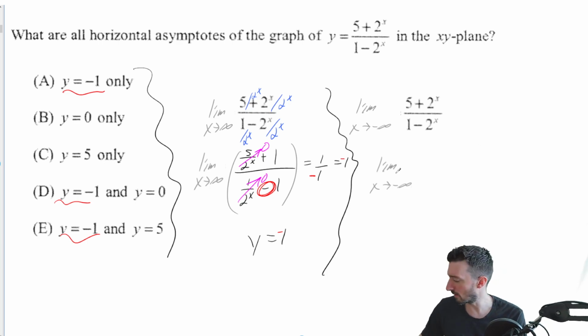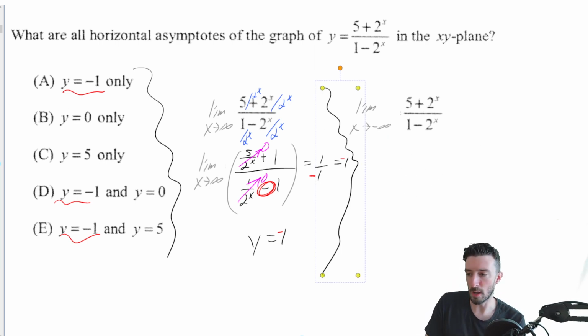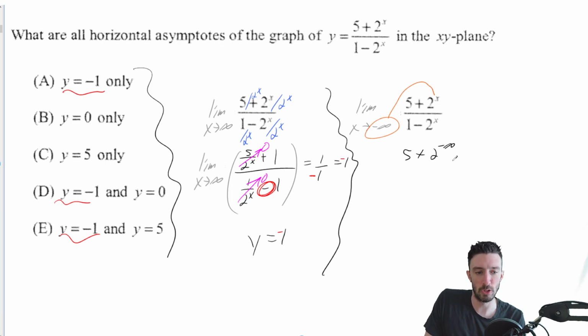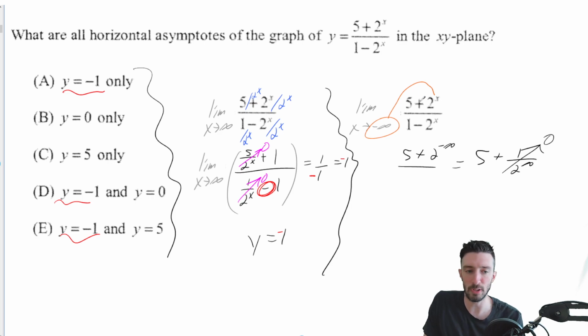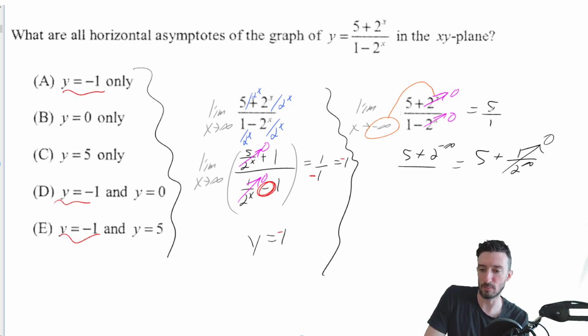What you want to do is leave it the way it was, and then when you plug in the negative infinity, it's going to look a little funny. It's going to be 5 plus 2 to the negative infinity, which is the same thing as saying 5 plus 1 over 2 to the infinity. So that means that your bottom is going to be getting super big, which means that this actually heads towards 0. So both of these guys are going to head towards 0, which means you're just going to be left with 5 over 1 as your horizontal asymptote.